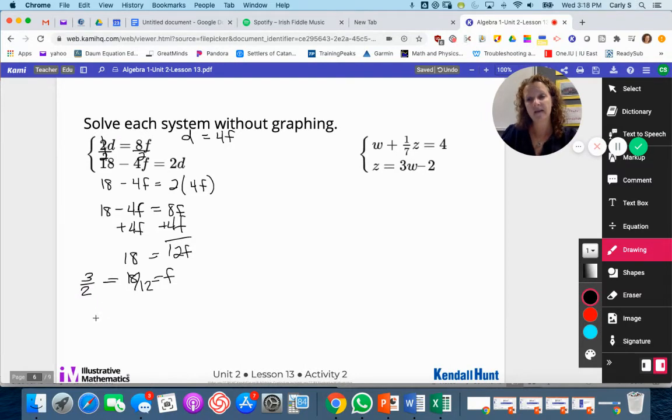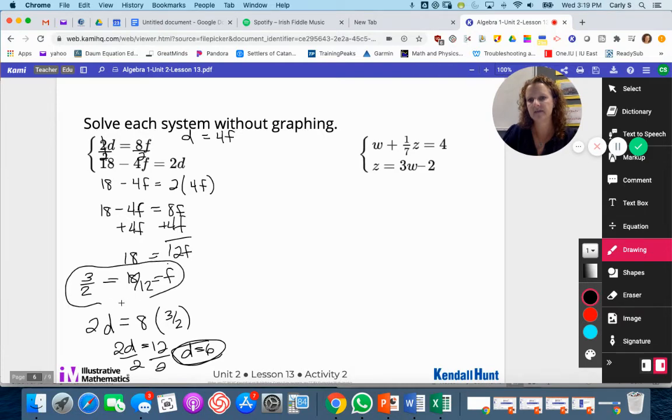And then we're going to plug that back in. 2D, that's a B. 2D equals 8 times 3 halves. So 2D equals 12. Divide both sides by 2. D equals 6. So I know that F equals 3 halves. D equals 6. Let's go ahead and check.